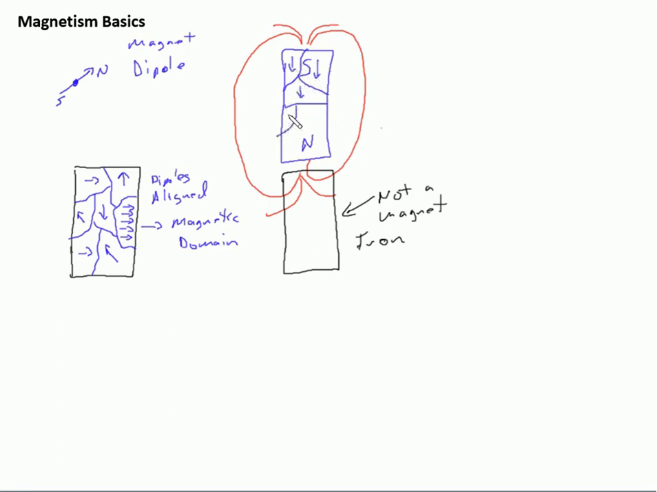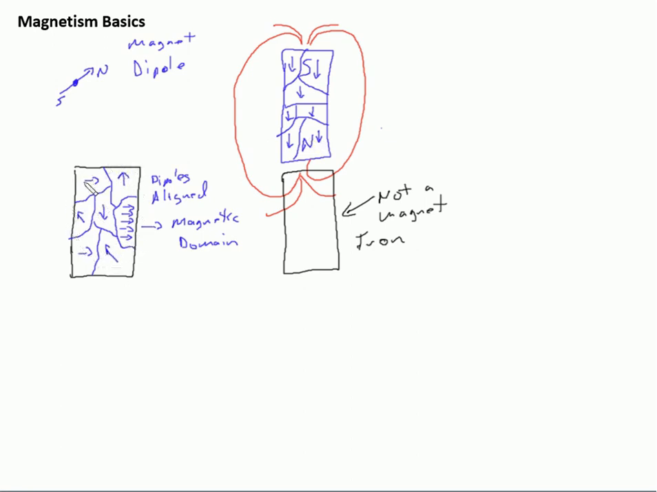all of our domains in the magnet are going to be lined up with each other, and their orientation determines where the north and the south pole are. The end where all the north poles of the domains are pointing is the north, and where the tails of all the domains are is the south end here. And so this is magnetic because all these domains are lined up. This is not magnetic because they're not.